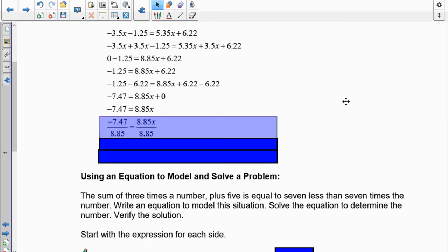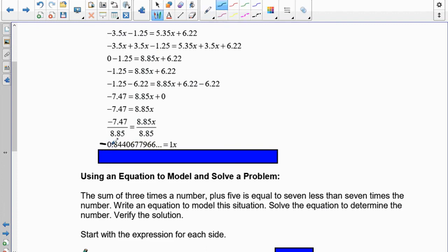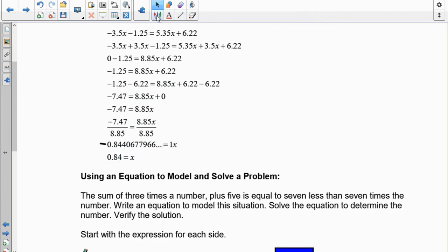So to undo that, I divide both sides by 8.85. Anything divided by itself is 1, so this becomes 1x. And over here I've now got negative, I don't know where the negative went, it should be there somewhere, negative 0.84406779666..., and this ellipsis means that it goes on forever. So now taking a look at that, we end up with negative 0.84. And I rounded it to 2 decimal places, so we have basically got our solution there.